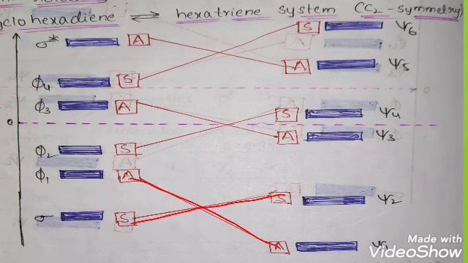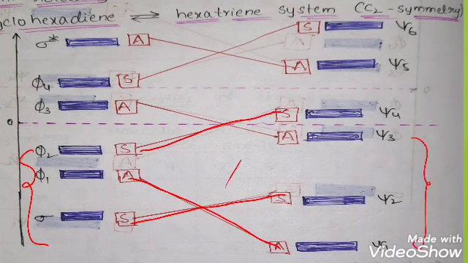But for pi 2, the ground state pi 2 orbital is correlated with the first excited state psi 4 orbital. Hence, the ground state orbitals of cyclohexadiene do not correlate with the ground state orbitals of hexatriene.